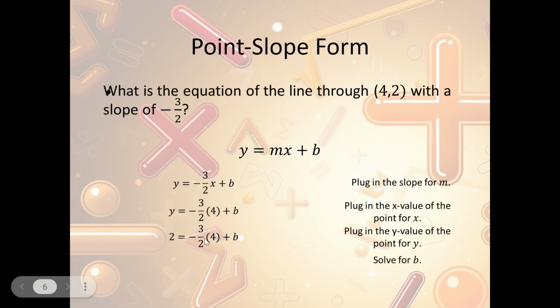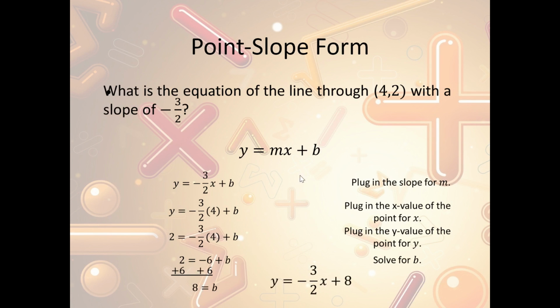Now we're going to go ahead and solve for b. So when we do this, we get -12 over 2, which is the same thing as -6. So 2 = -6 + b. We're going to add 6 to both sides to get rid of that 6, and we get 2 plus 6 is 8. So b is 8. Now we're going to plug that back in. So we get y =, and we know that the slope is -3 halves times x plus our y-intercept, which in this case is 8. So that goes there, and that's how we write the equation using point-slope form.